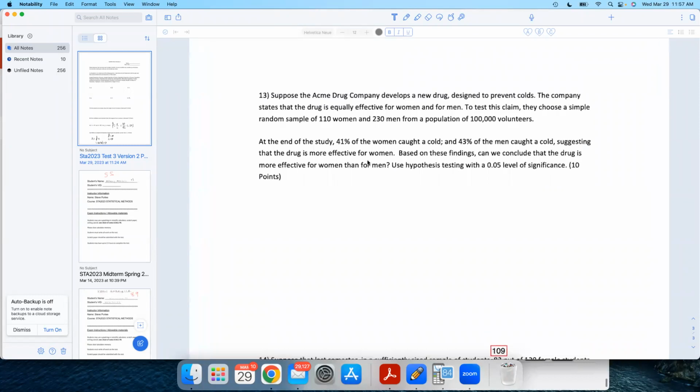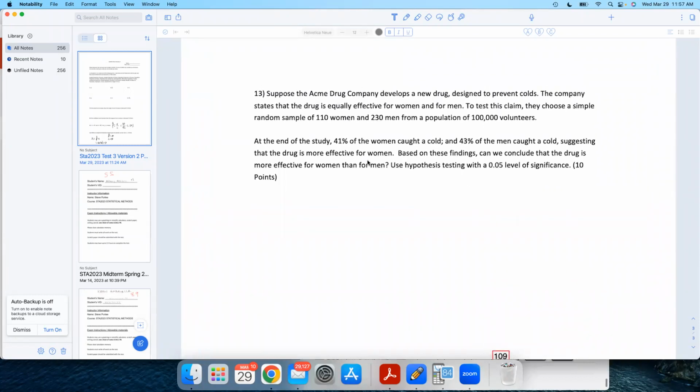Read this question. Test or an interval? It literally says right there, hypothesis test. It's a hypothesis test. How many groups do we have? Are we comparing two groups? Yes, we are. I've got men and women. I've got two different percentages. I've got two different sample sizes. I've got a population size, but I don't care about that.